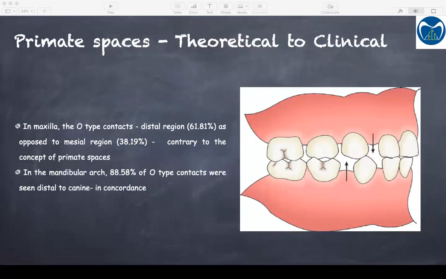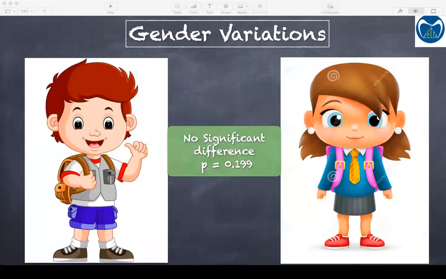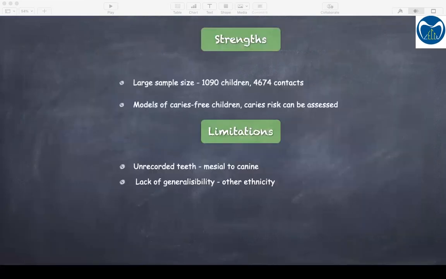In maxilla, the O-type contact in the distal region were more as opposed to mesial region, which was in contrary to the concept of primate spaces. However, in the mandibular arch, 88.5% of O-type contacts were seen in distal to canine, which was in concordance. There was no significant difference when considering the gender variations. The strength of the study include the large sample size and also the models that can be used for caries risk assessment in future. The limitations include the unrecorded teeth in most models present mesial to canine and the lack of generalizability.